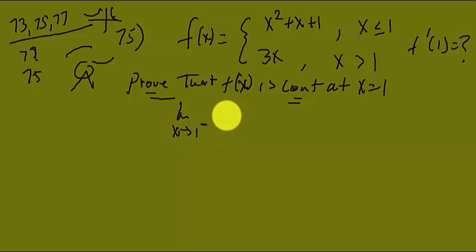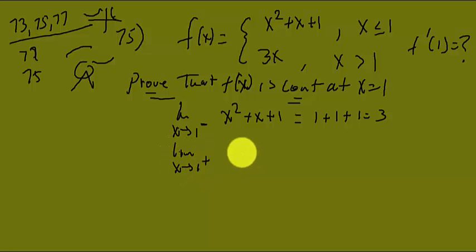Which one do I use for that one? So x squared plus x plus 1. Notice what I'm doing. I'm writing everything down. If you don't do that, you're in trouble. It's going to be 1 plus 1 plus 1, which is equal to 3. Then I have to take a limit as x goes to 1 from the right side. I use 3x, which is going to give me 3.